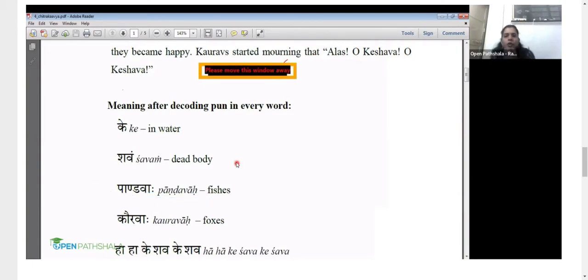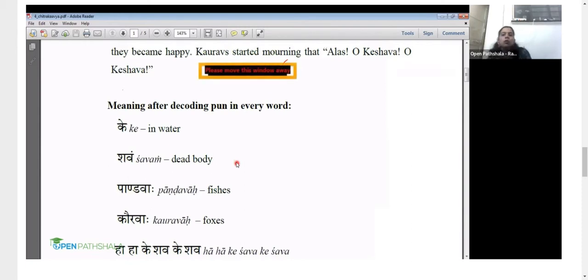Pandavaha harsha nirbharaha. So the fish in the pond, the fish in the water, were happy after seeing the dead body fallen in the water. Kauravaha is foxes. It is not Kauravaha, although it is used for crows, here it means fox. So Kauravaha sarve rudanti. So the foxes started crying, alas, ha ha Keshava Keshava.